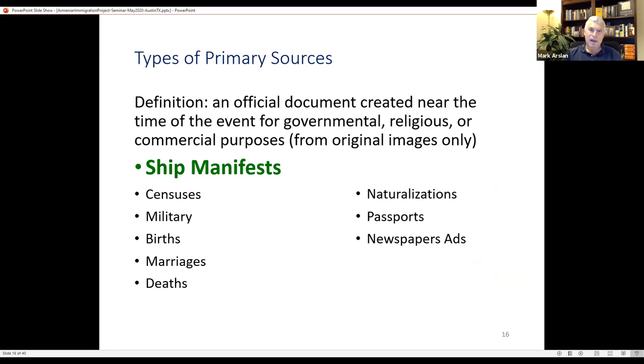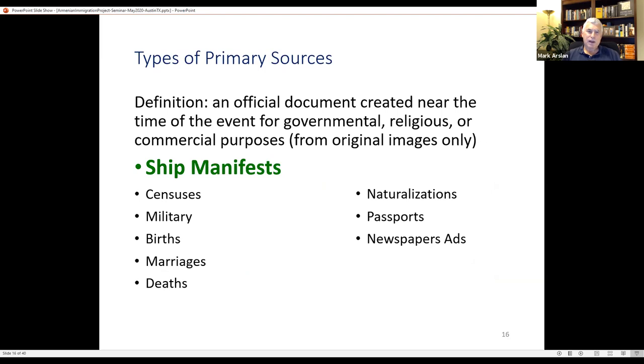Okay, so we're going to talk about the 9 different types of primary sources very briefly. I'm going to spend more time talking about the ship manifest, and then we'll talk about some of the other ones and why I thought they were important. Started out with ship manifest. But let's first talk about what a primary source is. A primary source is some kind of document, usually an official document created near the time of an event for some government, religious, or commercial purpose.